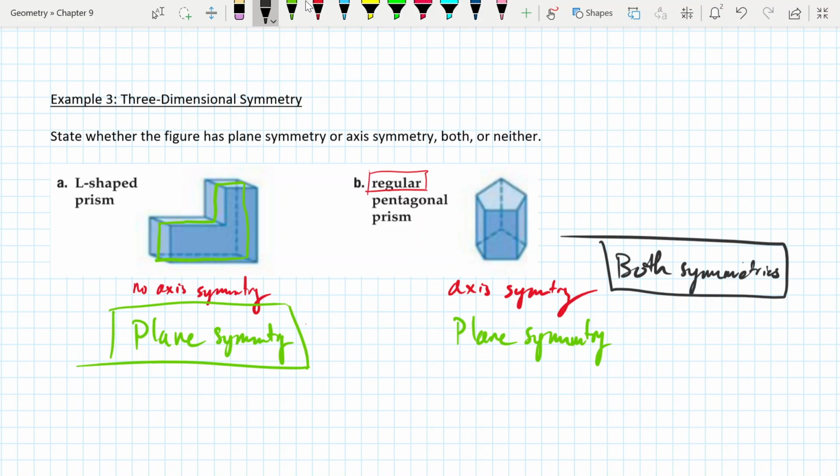And for the three-dimensional ones, it's really just, does it have one, the other, or both? Sometimes it will have neither.